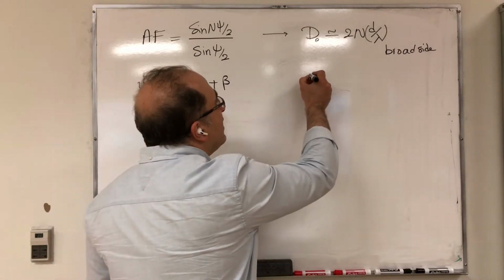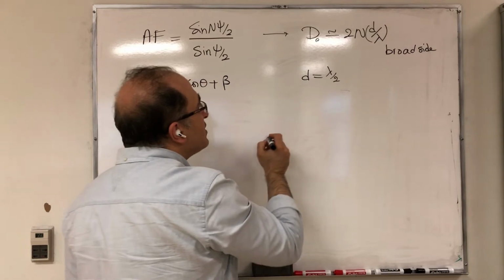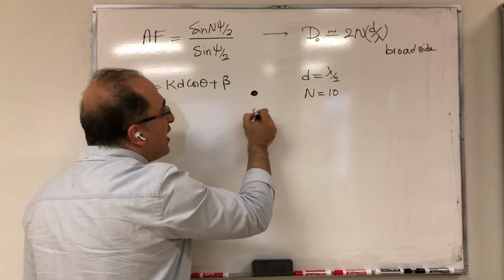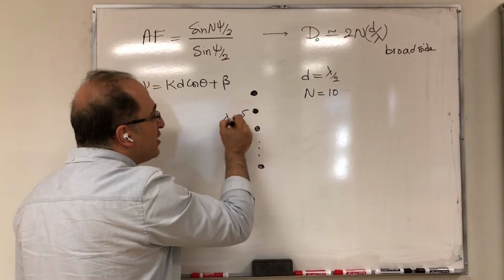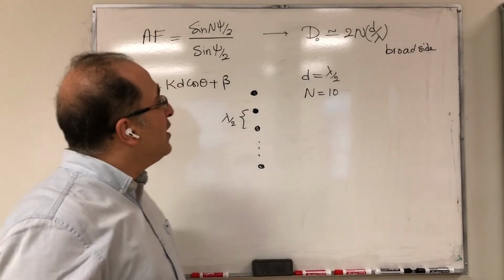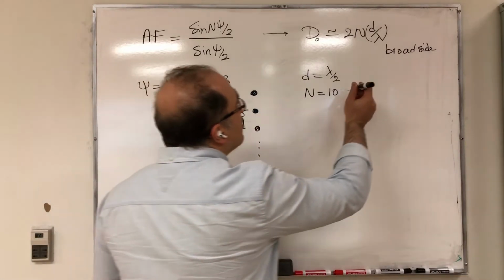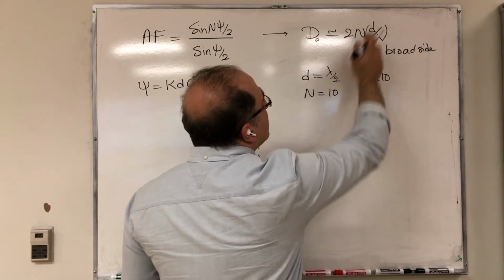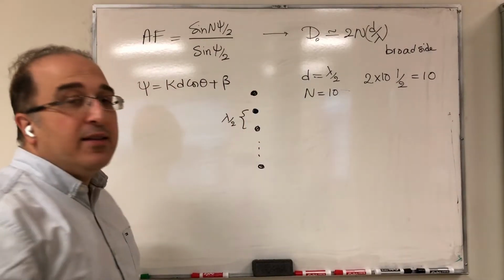For example, assume that d, which is the separation between elements, is lambda divided by 2, half a wavelength, and the number of elements is 10. That essentially means you have 10 isotropic antennas with the separation lambda divided by 2, and we also assume that it's, of course, a linear uniform array. So if you have 10 isotropic sources with this separation, then the maximum directivity is 2 times 10 times d divided by lambda, where d over lambda becomes a half. So it's going to be 10 dimensionless.